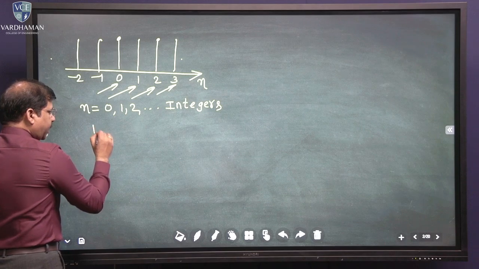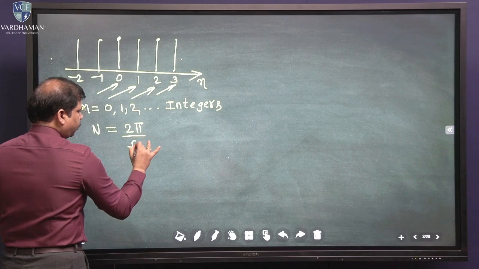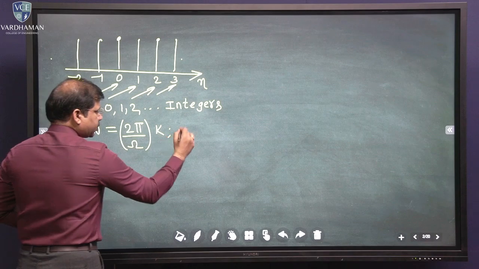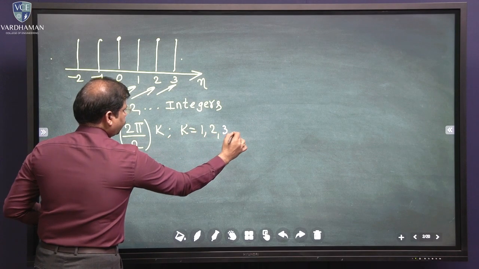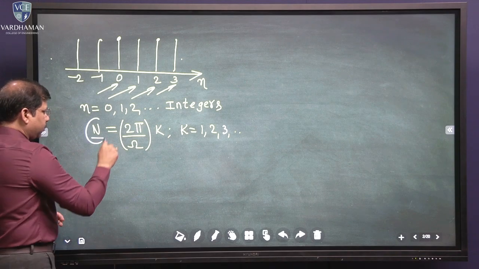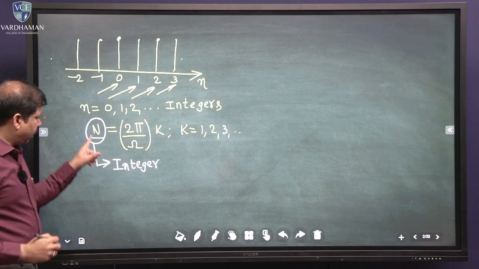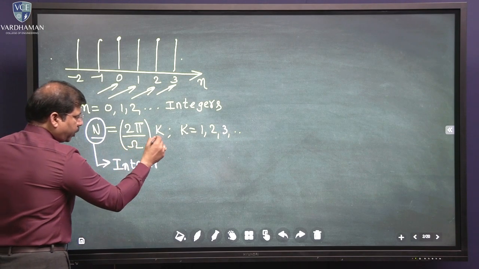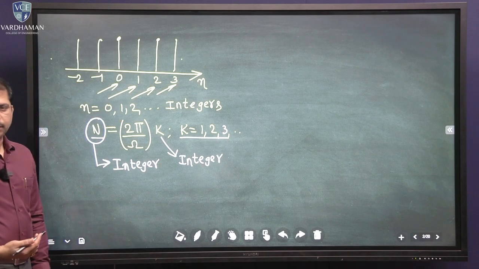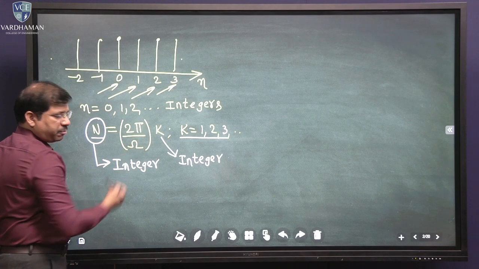Now, when I consider again the time period here, N equals 2 pi by omega into k. Now you look at this. k equals 1, 2, 3, and so on. Now, what is N here? N is definitely an integer, capital N. And what is k? k must be an integer, because look at this, k is an integer, right? So N is an integer, k is an integer, then is it not that omega must be in terms of pi?